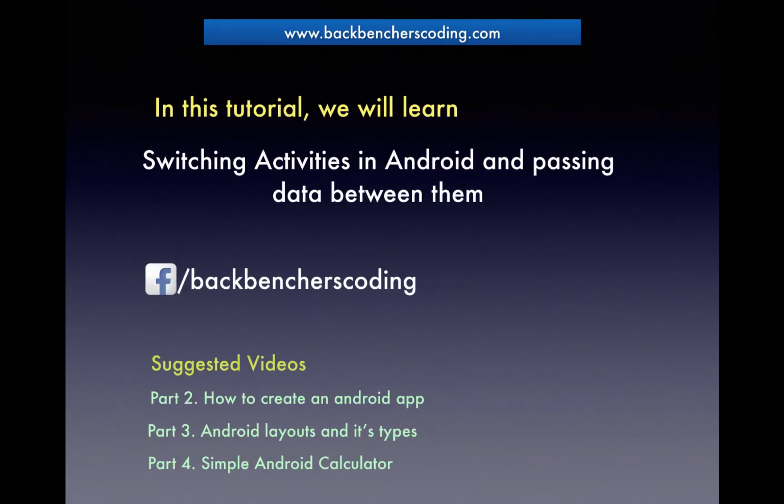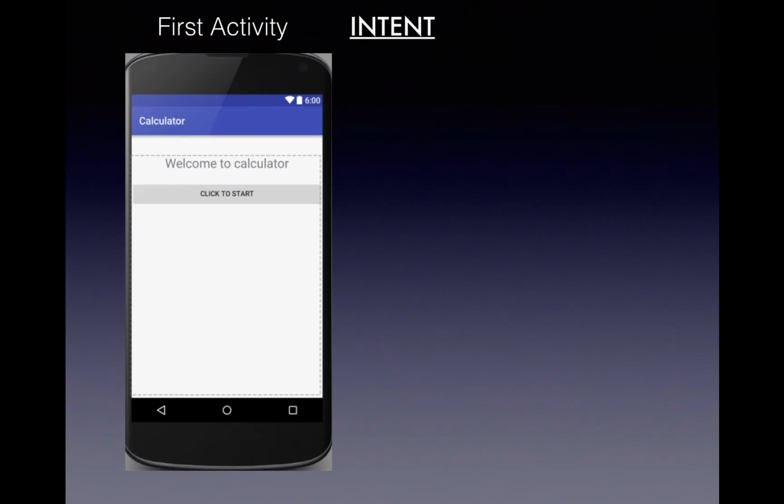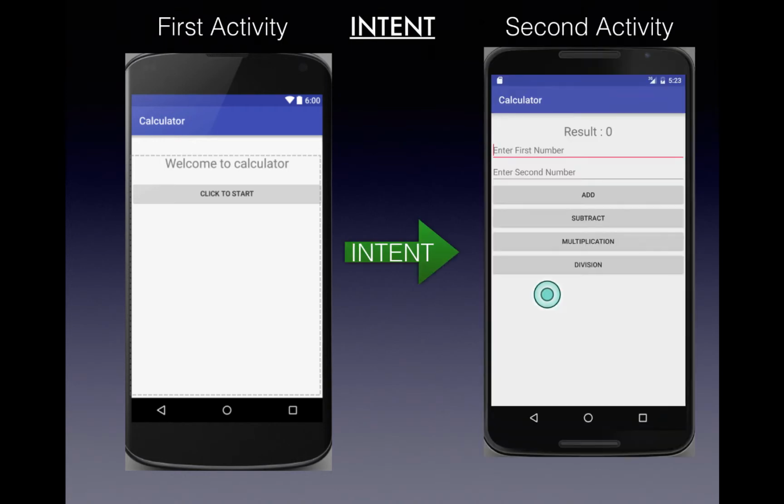In this Android tutorial, we will learn how to switch activities in Android and pass data between them. So let us see what an intent is. An intent is an asynchronous message object which you can use to request an action from another app component. For example, here the first activity has a button called click to start. When the user clicks on this button, the intent takes you to the second activity and shows you the corresponding screen.